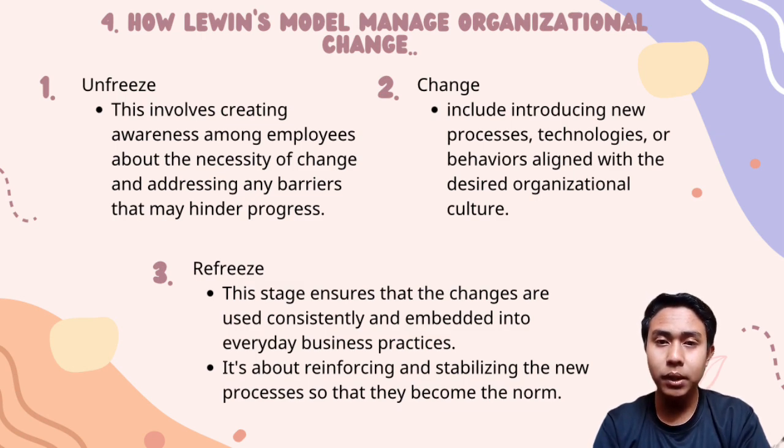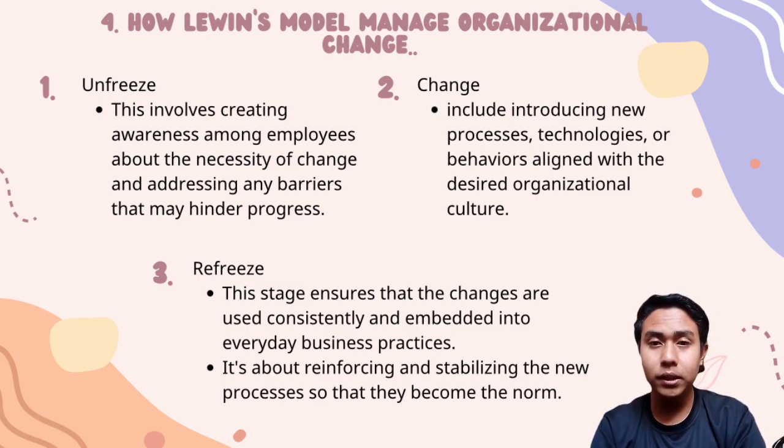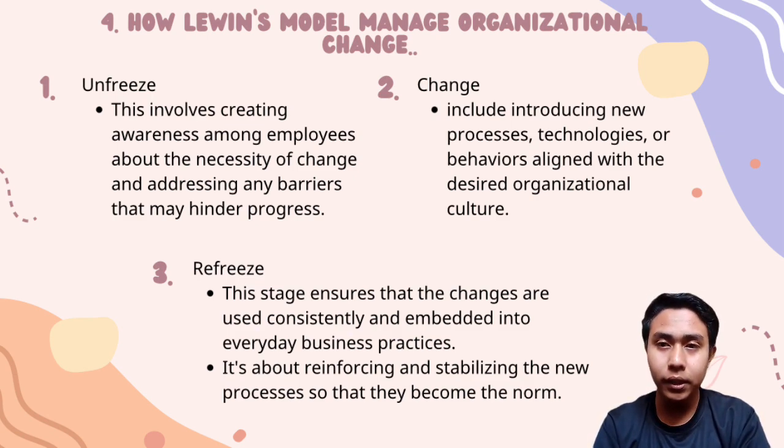After the change has been implemented, the organization needs to establish stability and create the new status quo. This stage ensures that the change is used consistently and embedded into everyday business practice. It's about reinforcing and stabilizing the new process so that it will become the norm. The company would then reinforce the use of the new system through policies, procedures, and incentives, ensuring that the new customer service practice becomes a permanent part of the organization.